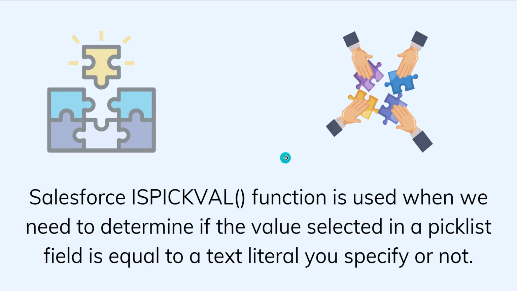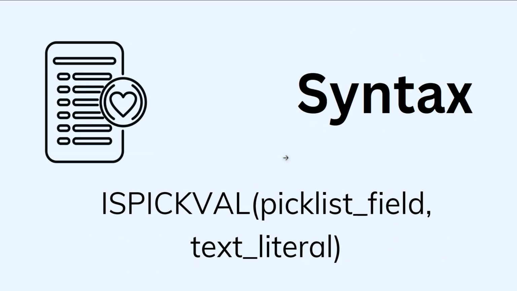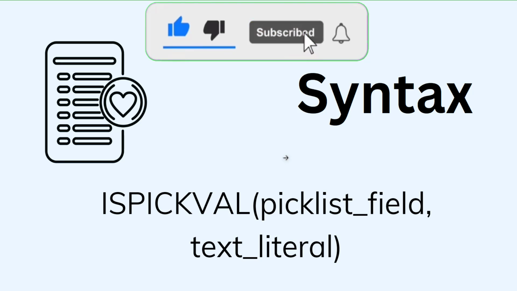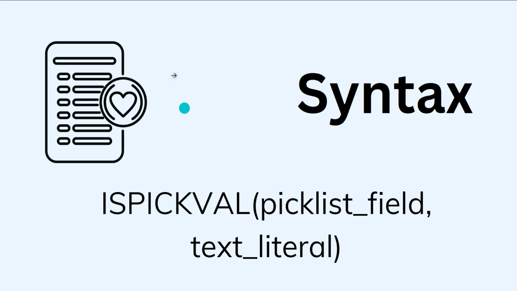The syntax of this function is given on your screen. Here the picklist_field_value parameter specifies the merge field name of the picklist, or you can say the API name of the picklist field that you want to check, and text_literal specifies the picklist value that you want to match in the picklist field value. So let's proceed and learn how we can use this ISPICKVAL function in Salesforce Lightning as well as the classic user interface with the help of examples.